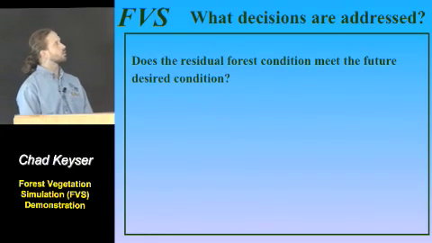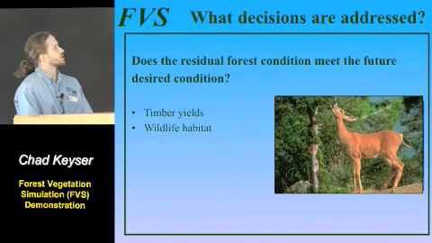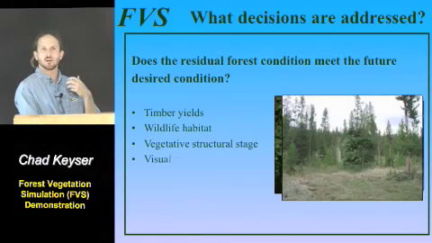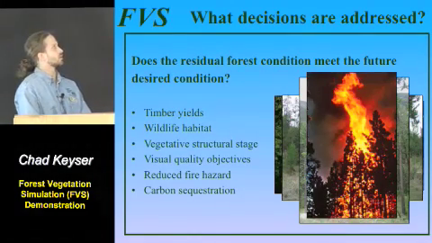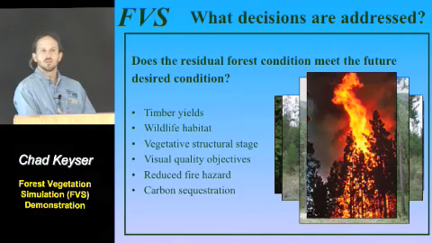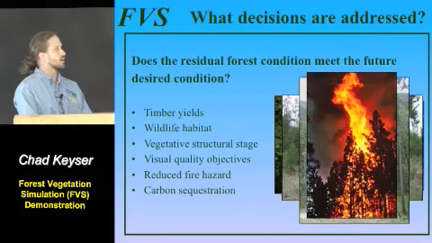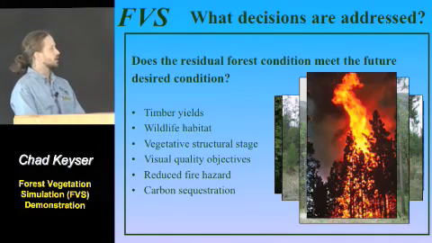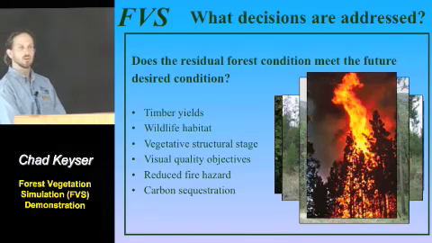The central question that's often asked when using FVS is, does the residual forest condition, based on our different alternatives that we might do, meet some future desired condition? And that could be in terms of timber yields, wildlife habitat, vegetative structural stages, visual qualities, fire hazard or insect or pathogen hazard ratings, or this last one here, which is the newest addition to the model, carbon sequestration.